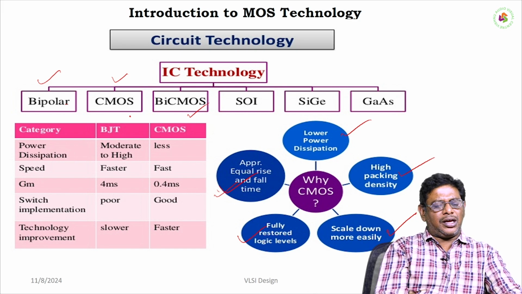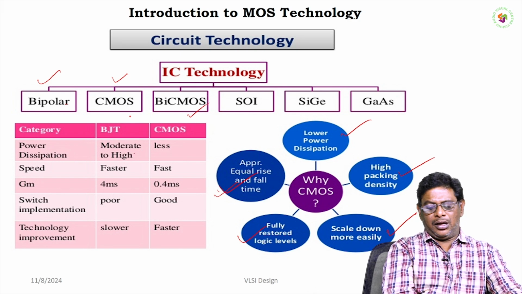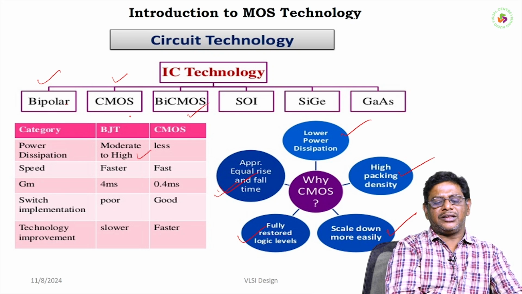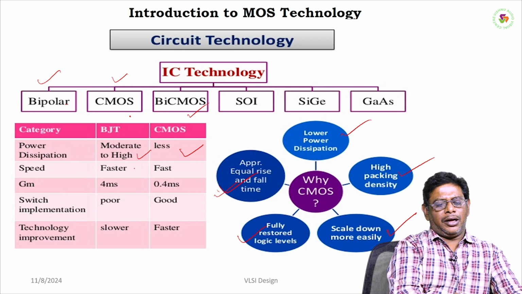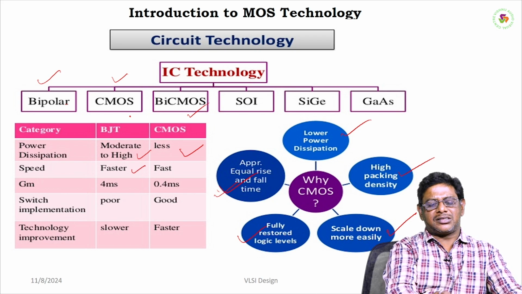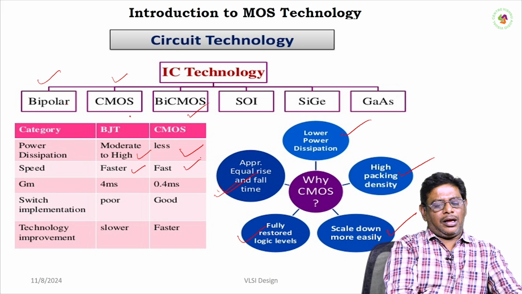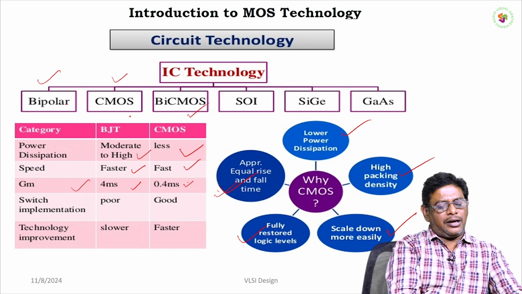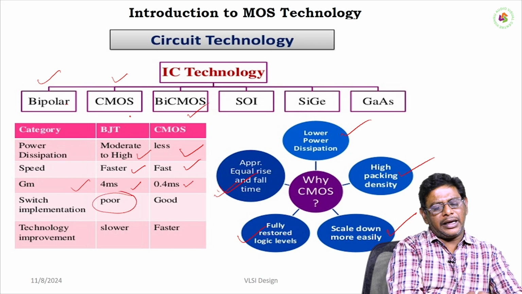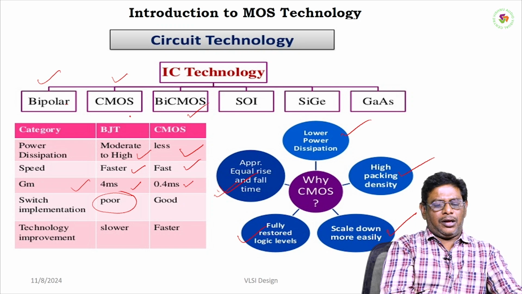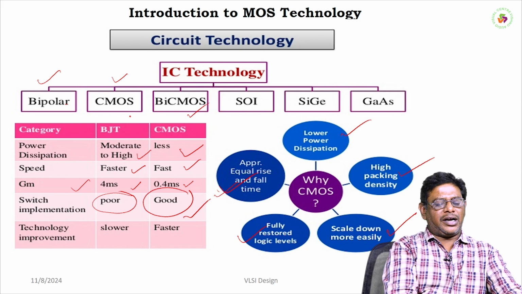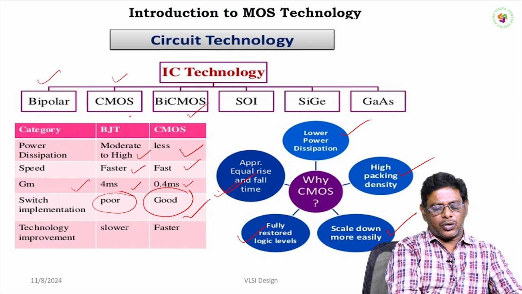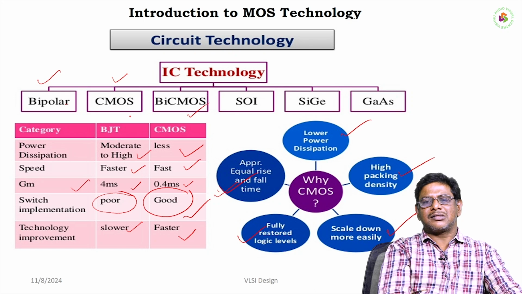Right? So if you see the basic comparison between BJT and CMOS, power dissipation is moderately high in the BJT case, whereas in the CMOS case it is much less. When it comes to speed, BJT is comparatively faster, whereas CMOS is fast. Transconductance is 4 ms and 0.4 ms, and switching implementation is poor in the BJT case, whereas in the CMOS case this is the advantage. When it comes to technology improvements, it is slower in BJT design, whereas it is faster in CMOS design.